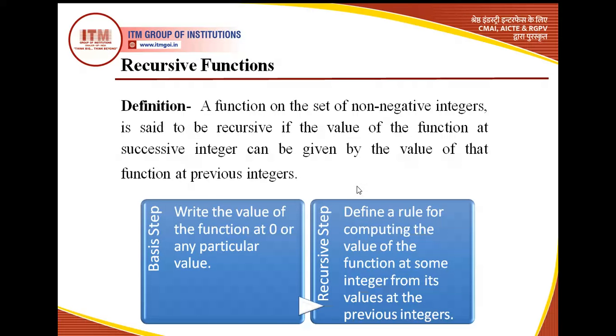Basically, if we have defined a function over the set of non-negative integers, and the function value at a particular point can be found by using the previous values of that function, then that function is known as a recursive function. Now, to see whether a function is recursive or not, you have two steps. The first step is the basis step, and the second step is the recursive step. In the basis step, you have to write the value of the function at 0 or any particular value.